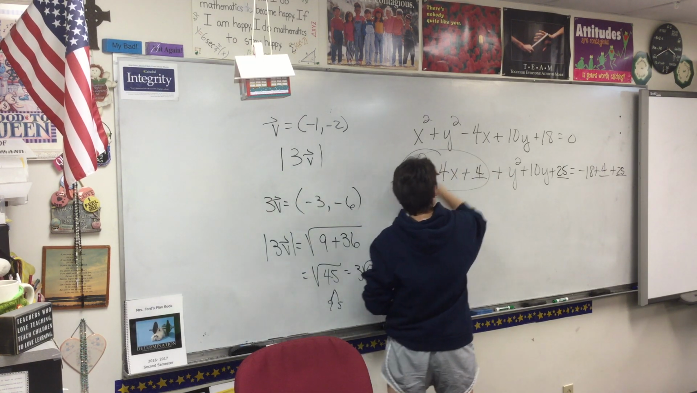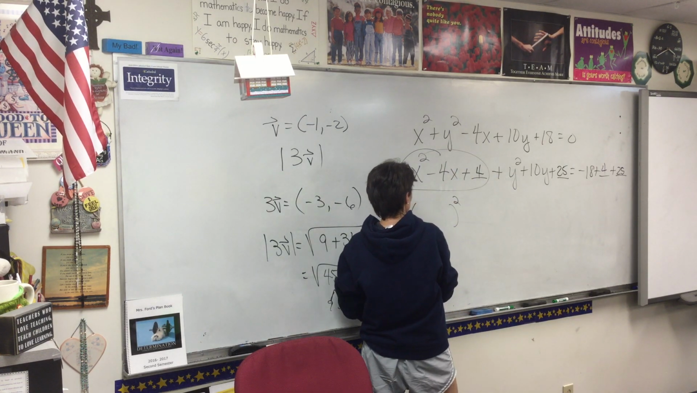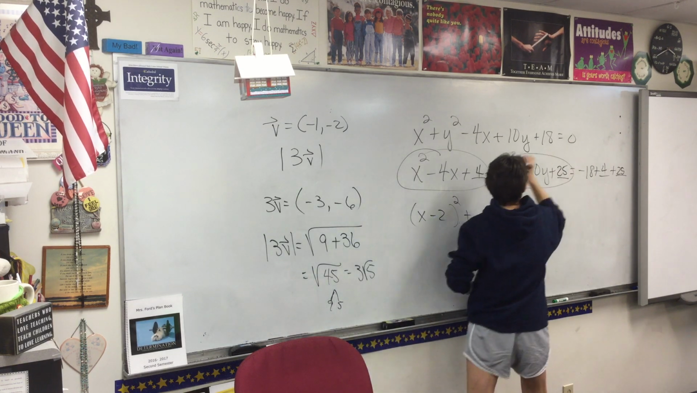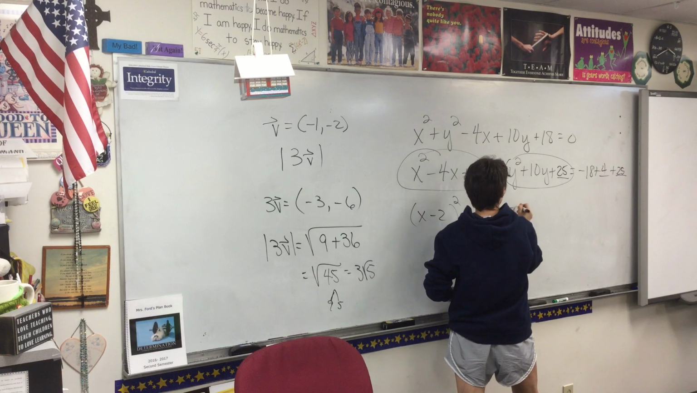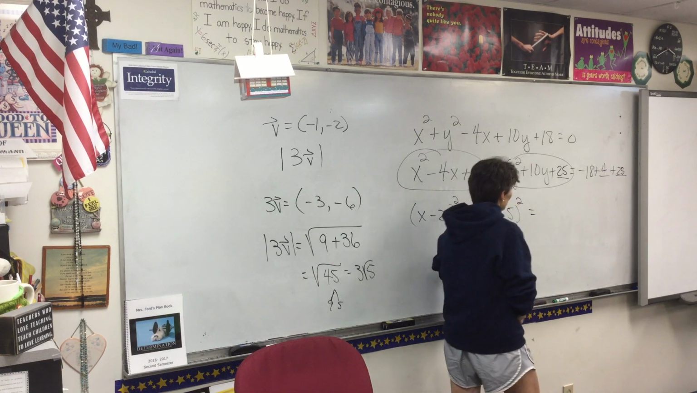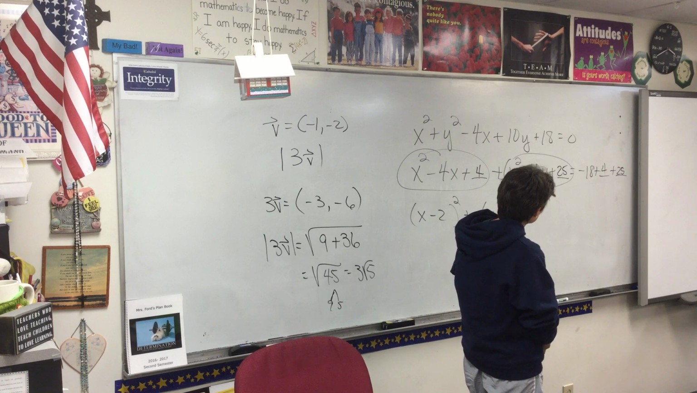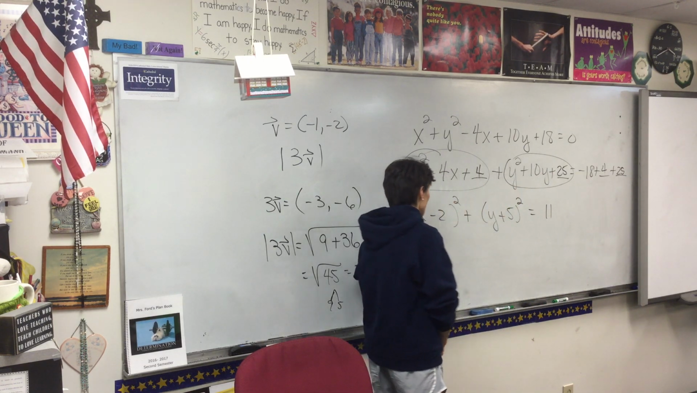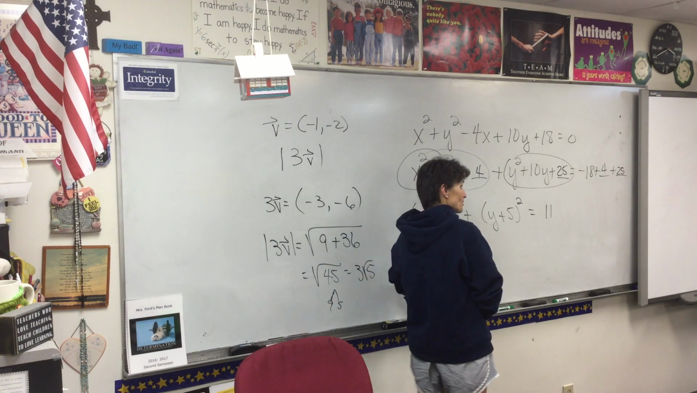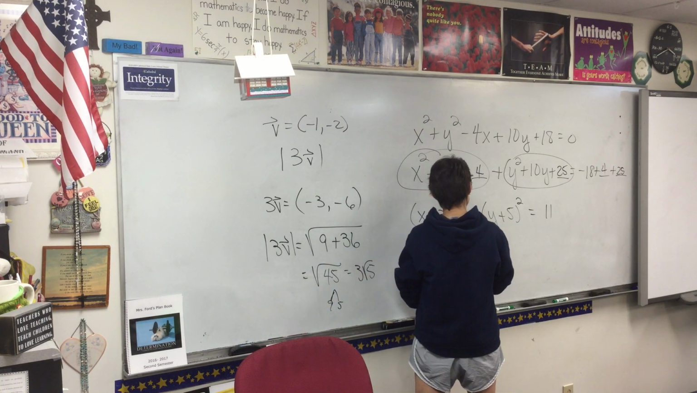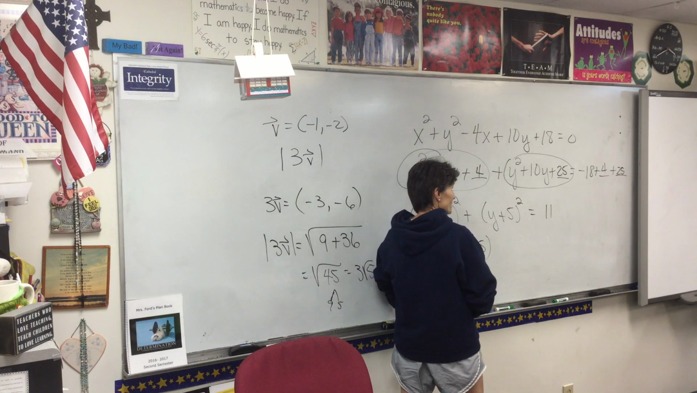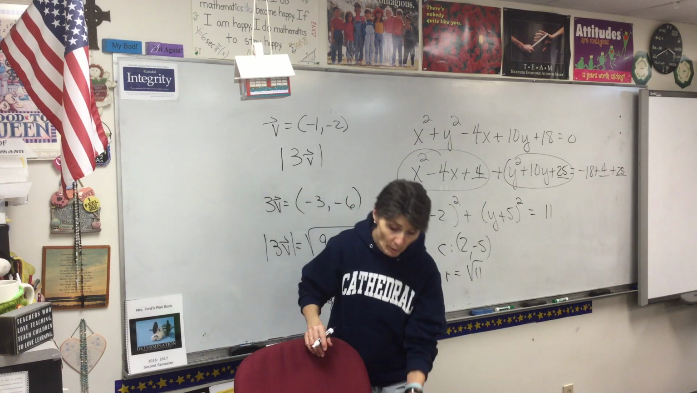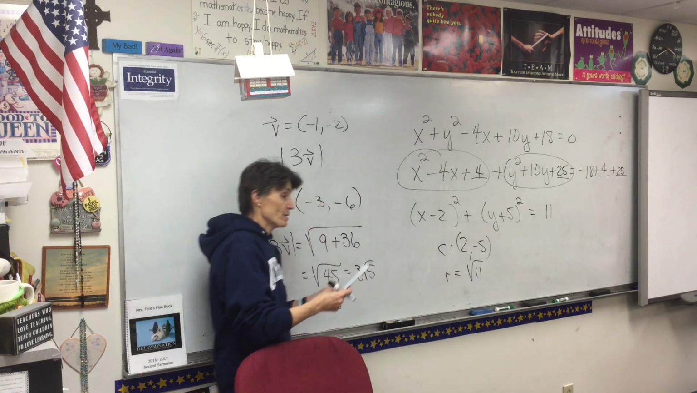Now, what goes in the parentheses? X minus 2, and this is going to be y plus 5. Yep. And then I'm going to add all that up and get 11. So what's my center? 2, -5. And my radius is square root of 11. Again, if that reduces, you want to make sure that you reduce it.